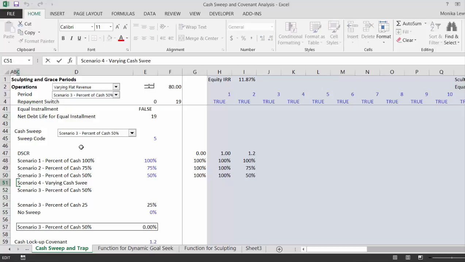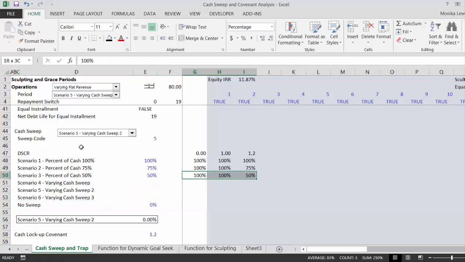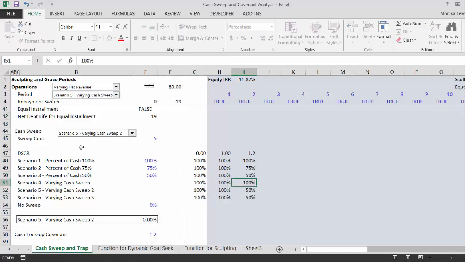and then we'll put scenario 5, varying cash sweep, to scenario 6. Okay, is varying cash flow sweep 3. Now what we're going to do with these varying cash flow sweeps is, okay, on this varying cash flow sweep we'll put 100%, this one we'll put 80%, this one we'll put 60%.